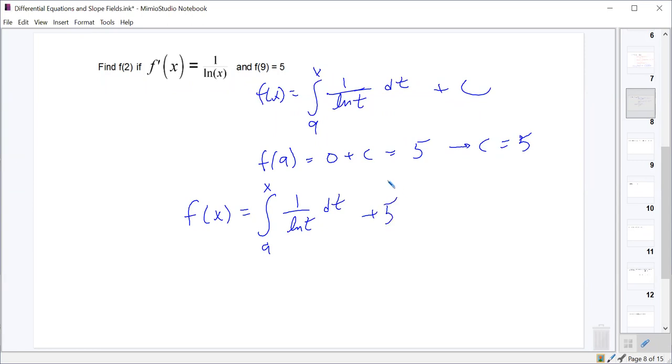Yeah? And then you put in 2. F of 2 is the integral from 9 to 2 of 1 over ln t dt plus 5. And what did you get? 0.324. Everybody agree with that?